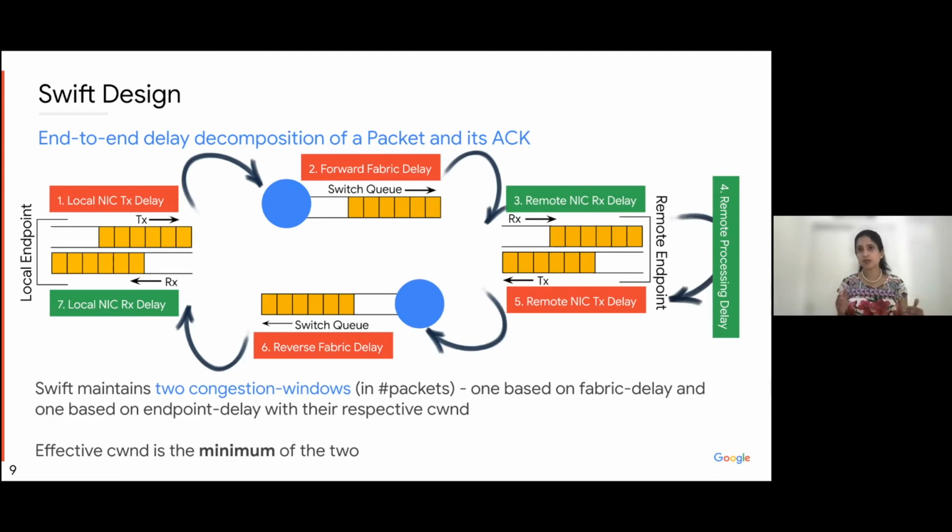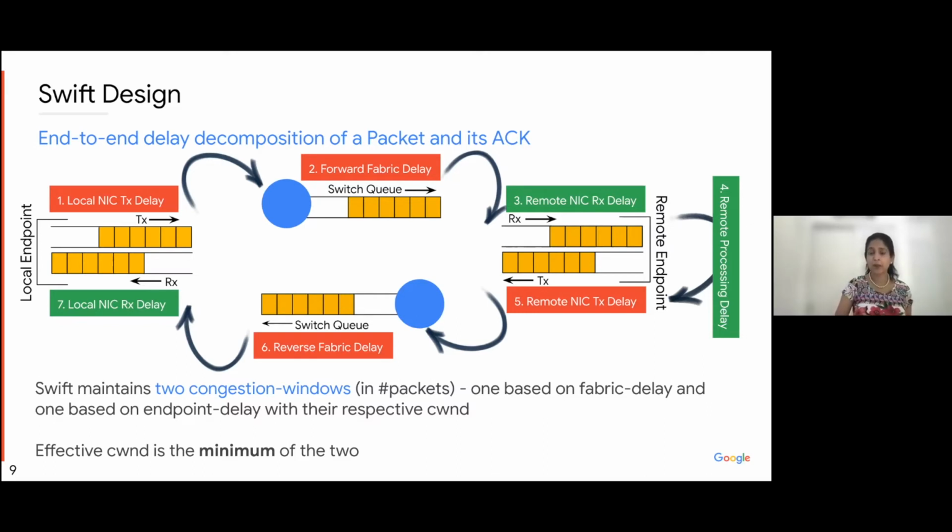Using such a decomposition of different delays, Swift is able to decide explicitly which of these delays it should respond to, and how it should respond. For example, there are situations where we only want to respond to the fabric delay and not so much to the end host delay. And there are other situations where we want to craft different responses to the end host delay, wherein we want to respond to the RX delay in the queues, but not so much to the processing delay at the host networking stacks, because this processing delay is not going to go away just because congestion control responds to it.